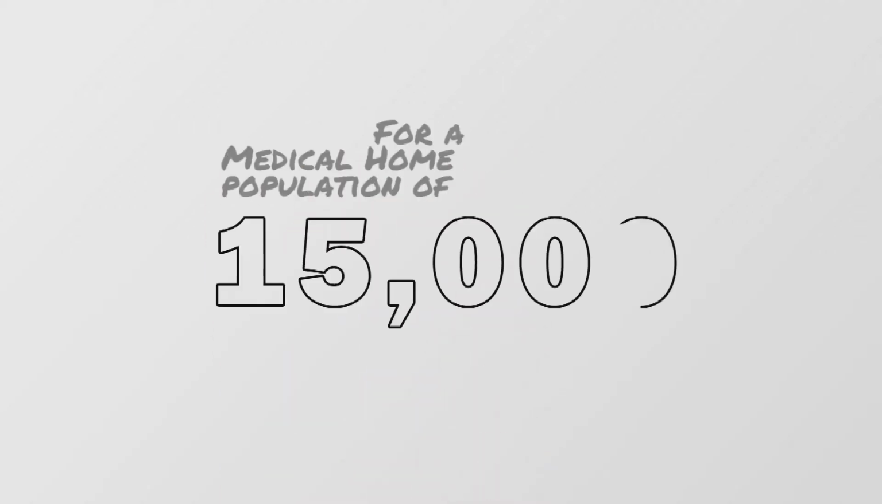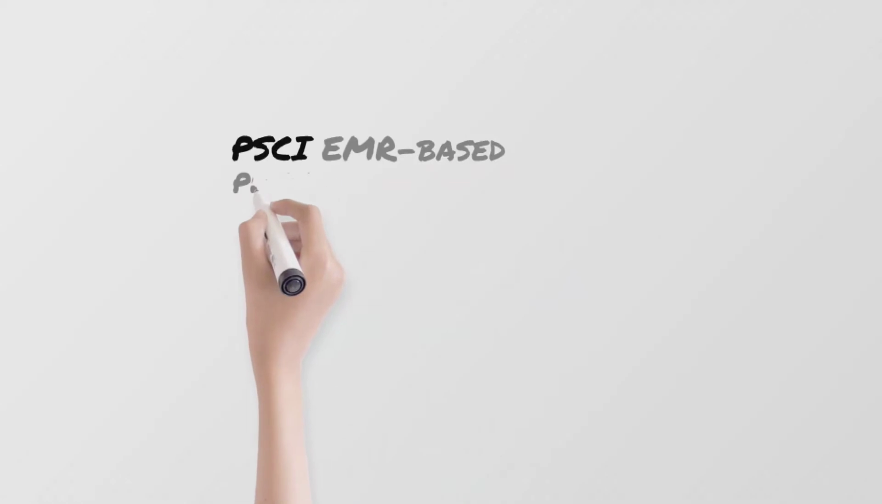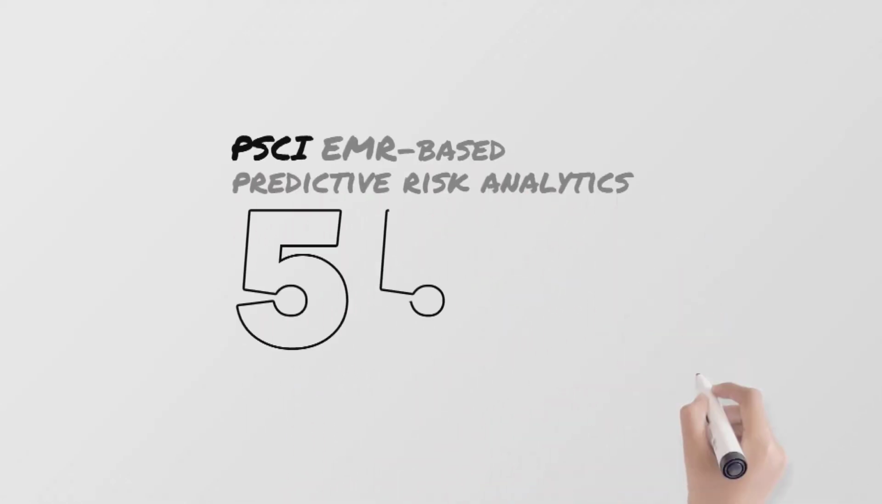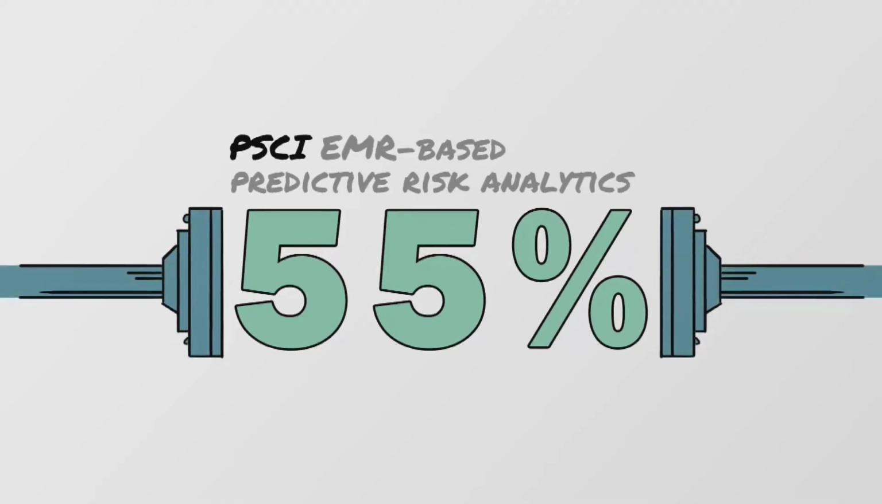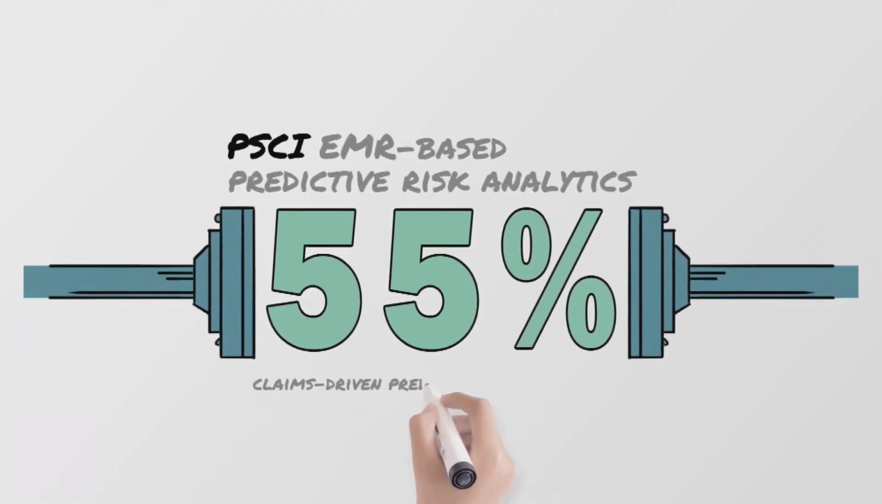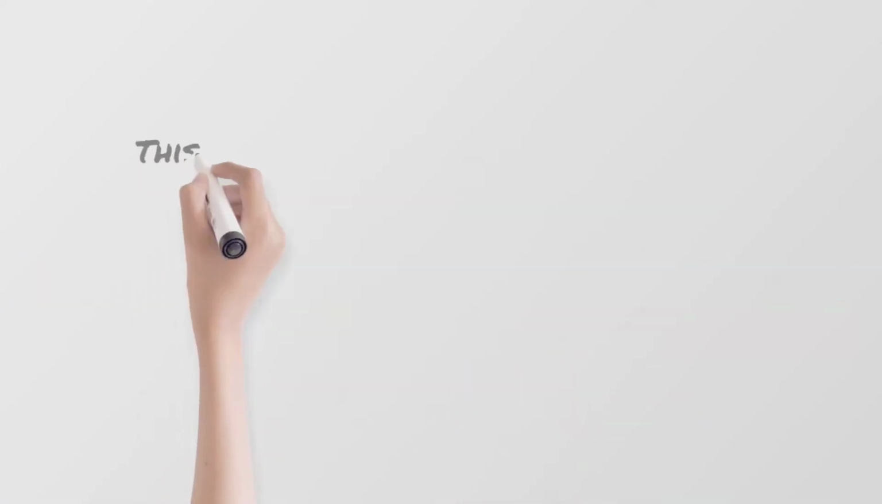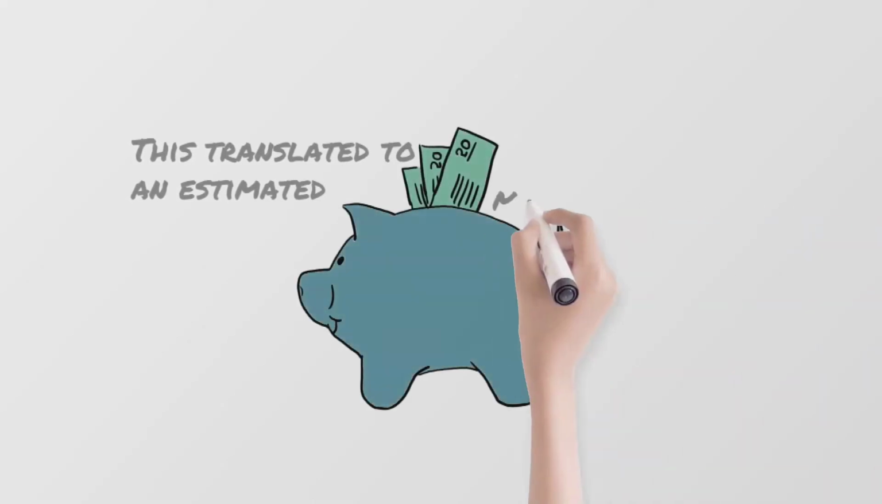For a medical home population of 15,000 members, PSCI EMR-based predictive risk analytics identified 55% more patients early in the disease life cycle compared to actuarial-based claims-driven predictive risk analytics. This translated to an estimated savings of $20 per member per month.